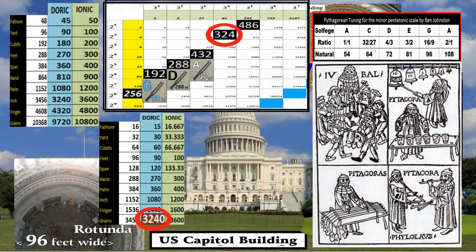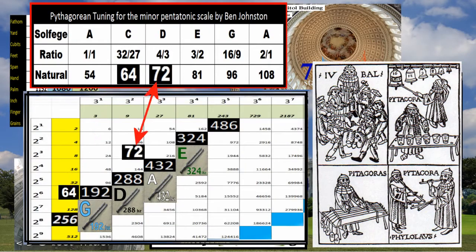But in regards to Pythagorean music scales, as I went through this in part one, I'll put the link in the description.